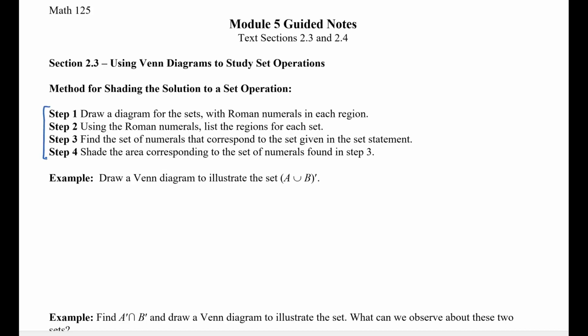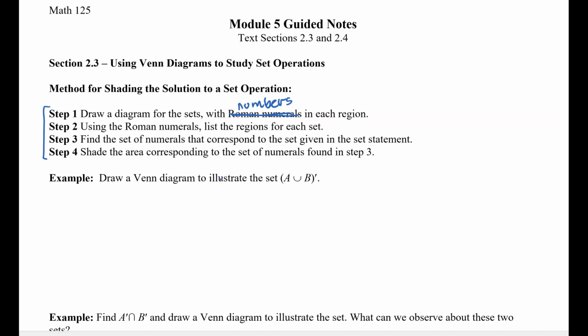So I copied down in our notes the steps from the book, which are right here. I like all of them, with the exception of this very first step, draw a diagram for the sets with Roman numerals in each region. I'm going to actually cross Roman numerals out and just put numbers. I think it's simpler. We don't use Roman numerals on a regular basis in real life, so I think just regular numbers makes more sense. So the first thing we're going to do, let's do this example, and then I'll refer back to these steps so we can make some sense of them.